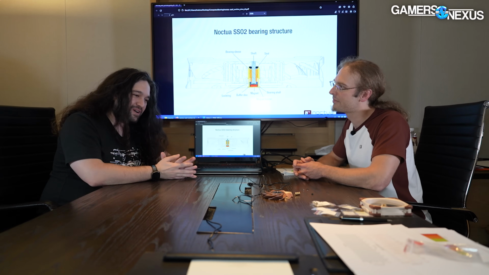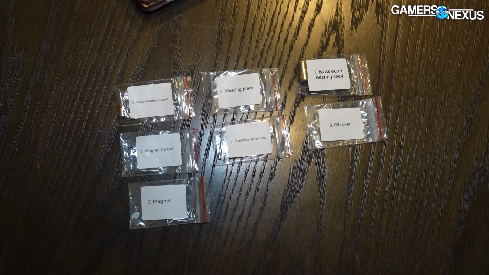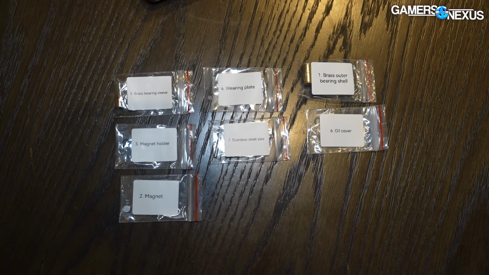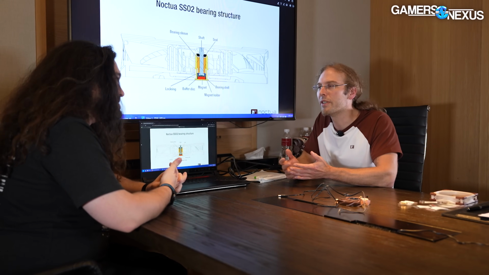And you've also brought with you a ton of pieces of bearings. So how do you want to jump into this topic of fan bearing differences? I think it could be nice to first just clear up some of the misconceptions that are floating around, especially when it comes to that hierarchy and FDB bearings in general.